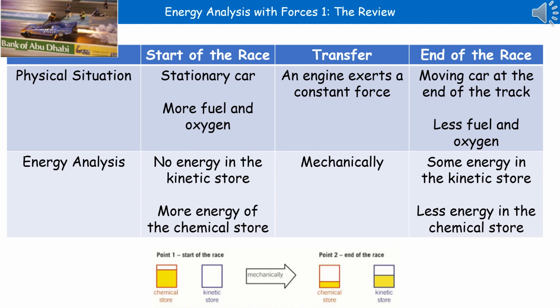So when we come to draw our diagram, remember it's just little boxes with a line in there to show the amount of energy. So chemical store has a high line, nothing in our kinetic store box. We put mechanically on our arrow, and then our chemical store reduces, and however much you dropped your chemical store down by is how much you put in your kinetic store.